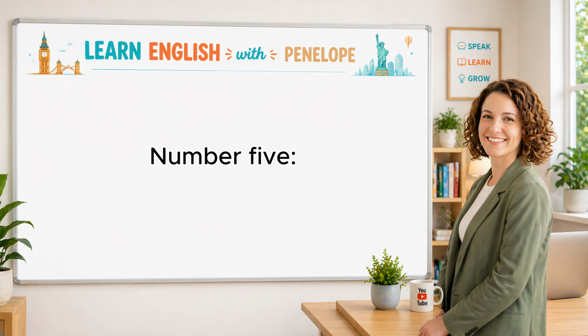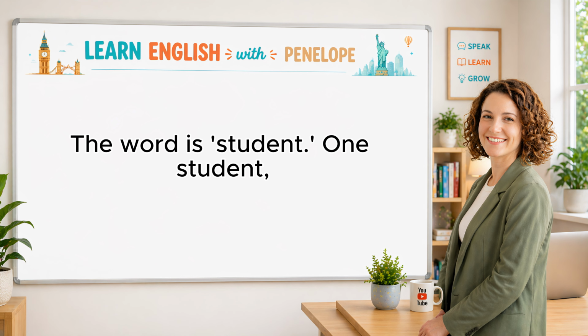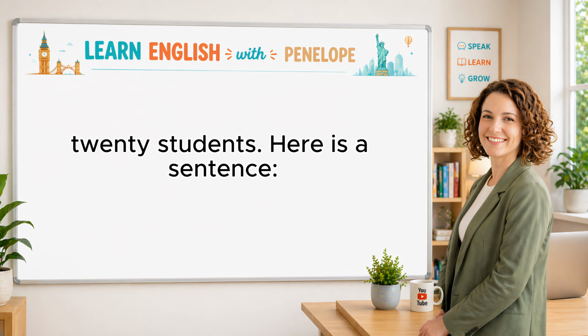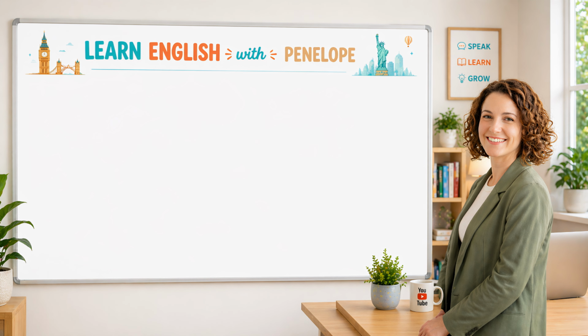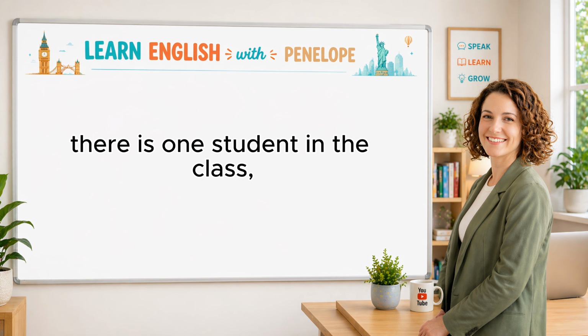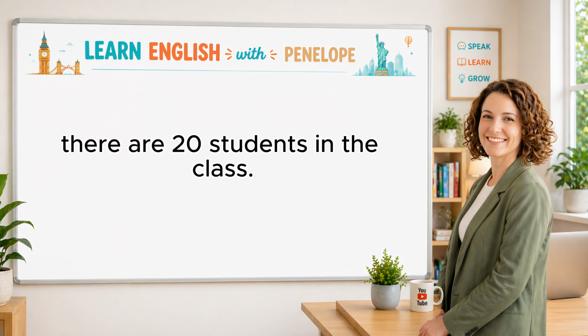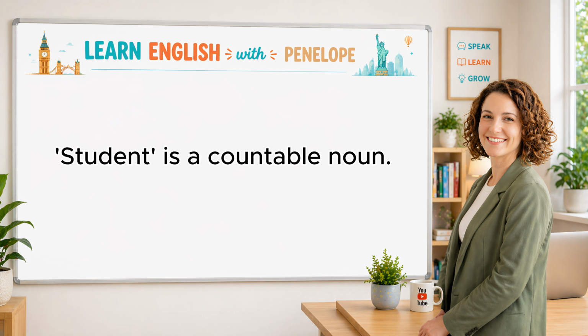Number 5. The word is student. 1 student. 20 students. Here is a sentence. There is 1 student in the class. There are 20 students in the class. Student is a countable noun.